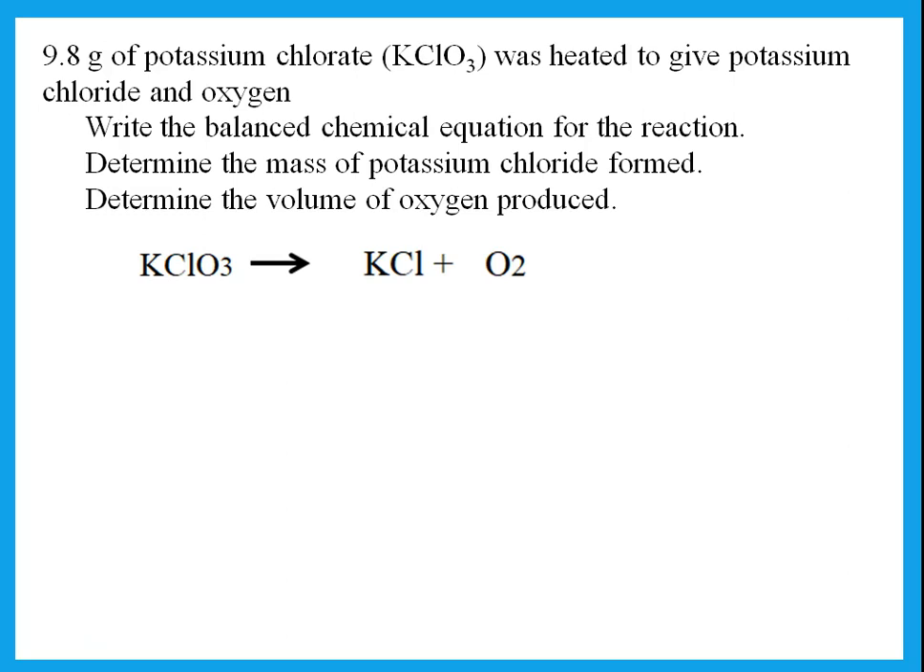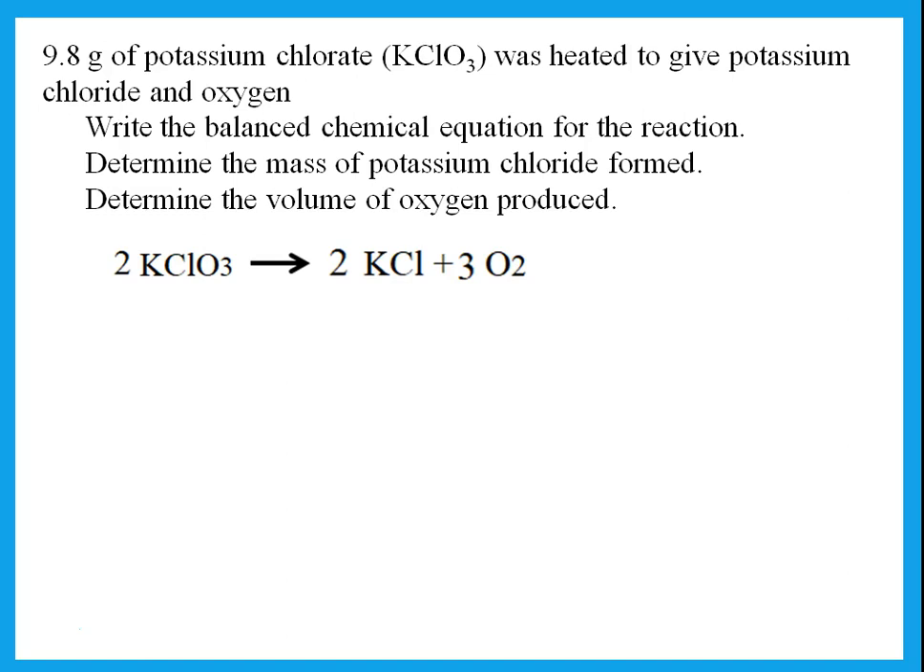I have one potassium, one chlorine, one chlorine. Now the oxygens are the ones that are not balanced. So if I have 3 on one end and 2 on the other end, then I can put 3 and 2. Then in that case, both of them are 6 oxygens. But that means that now I have 2 KCl, so I need 2 KCl. Okay, balanced.